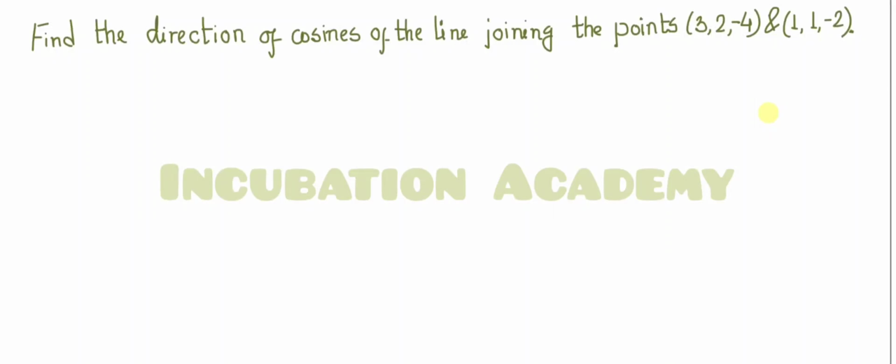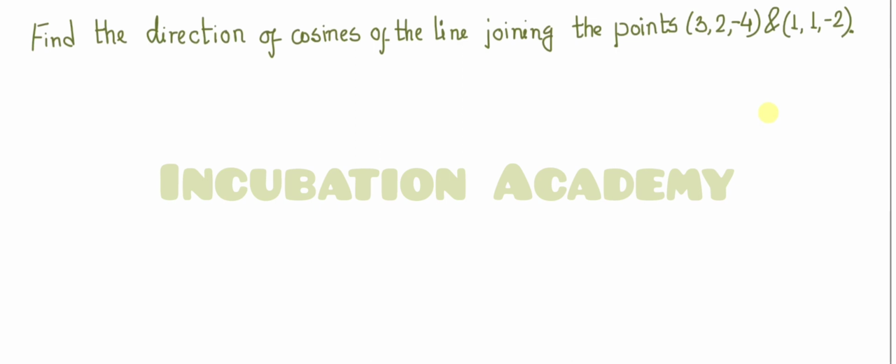Welcome everyone. The question is: find the direction cosines of the line joining the points. Two coordinates are given. The first coordinate is (3, 2, -4) and the second coordinate is (1, 1, -2). Obviously, this is about a three-dimensional coordinate system.